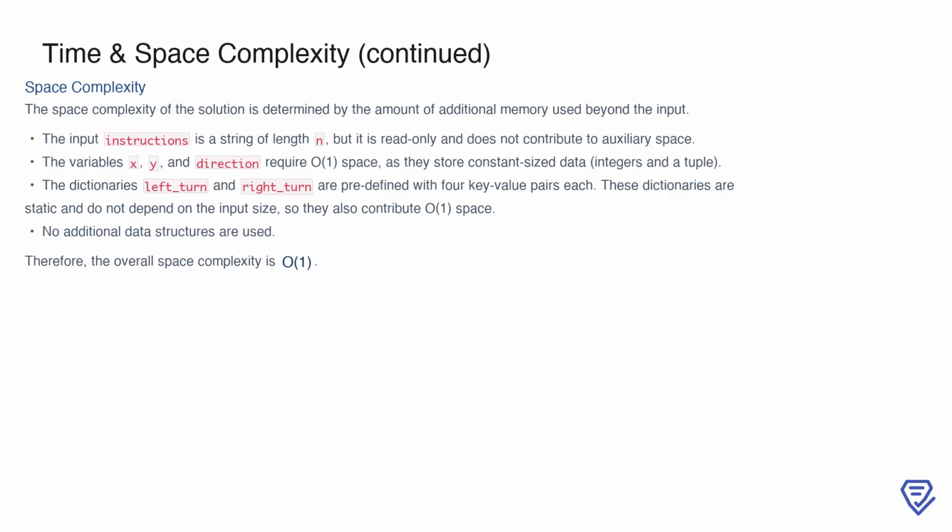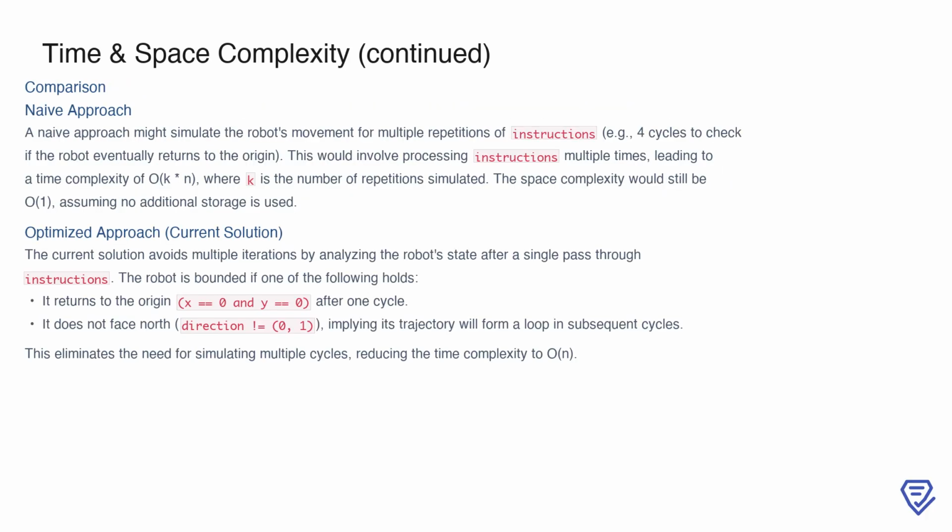Furthermore, the predefined dictionaries left_turn and right_turn each contain just 4 key-value pairs. Since these dictionaries are static and independent of the input size, they also use O(1) space. As no additional data structures are introduced, the overall space complexity of the solution is O(1). When comparing approaches, a naive method might simulate the robot's movements by repeating the instructions string multiple times, perhaps 4 cycles, to determine whether it eventually returns to the origin.